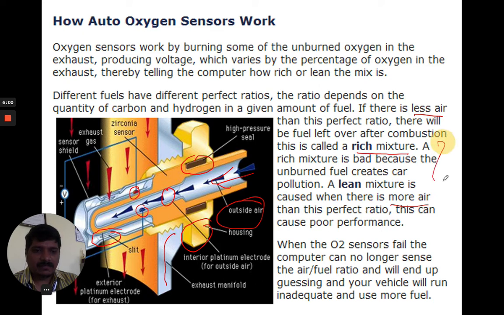So we have to keep in mind that these two are very important in vehicle systems. Based on this, the overall performance of the vehicle or the consumption of fuel can be decided. When the oxygen sensor fails, the computer can no longer sense the air-fuel ratio. The inlet air-fuel ratio can be calculated with the help of the oxygen sensor, and without it you end up guessing, and your vehicle runs inadequately by consuming more fuel. So this is how an oxygen sensor is utilized and where exactly we can use it.